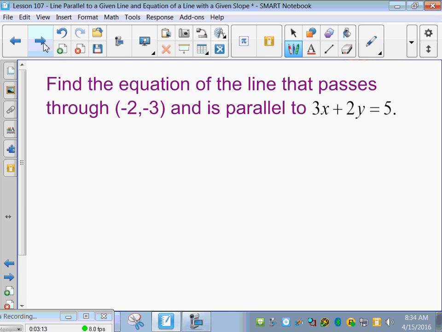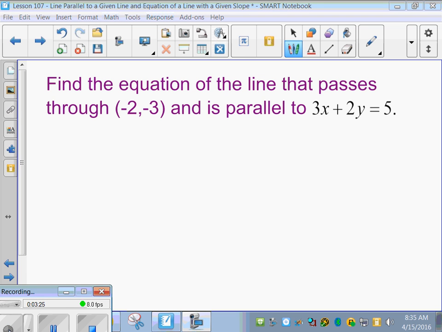All right, let's try another one. Find the equation of the line that passes through negative 2, negative 3, and is parallel to 3x plus 2y equals 5. So this line right here is not in slope-intercept form, so we need to put it in slope-intercept form in order to find the slope.